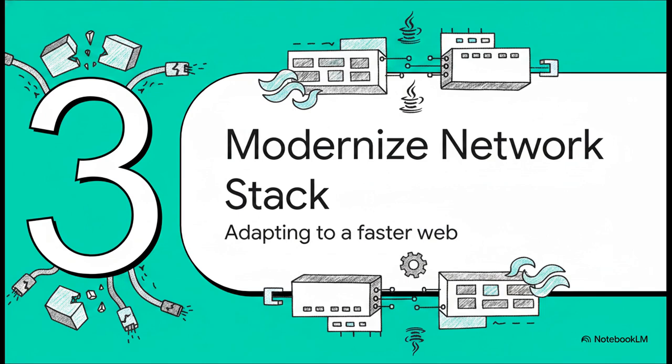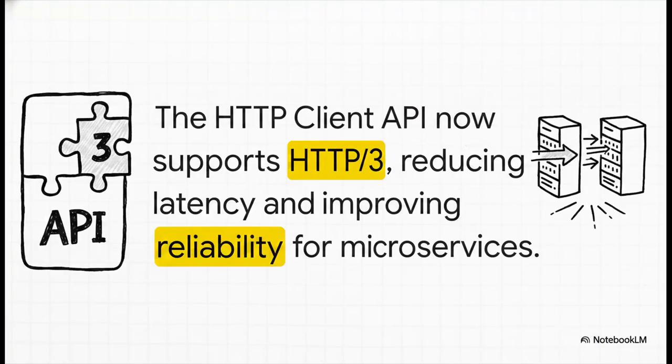Okay, remember that wild TCP is dead headline from the beginning? Well, this is where we get to see exactly why it's so relevant. The fundamental way our apps talk to each other over the internet is changing, and Java is changing right along with it. So, Java 26 now has HTTP/3 support baked right into its standard HTTP client API. What that means for you is that with just minimal changes to your code, your applications can start using this modern web protocol that's built on QUIC instead of TCP.